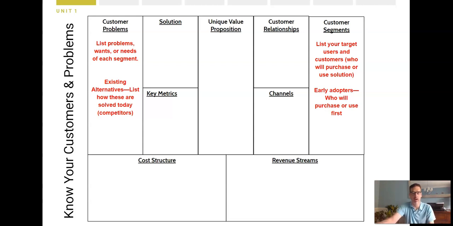Hello class, today I'm going to walk you through the Business Model Canvas. You can find this presentation, called the Lean Method and BMC Slide Deck presentation, in your Schoology Unit 1 folder.